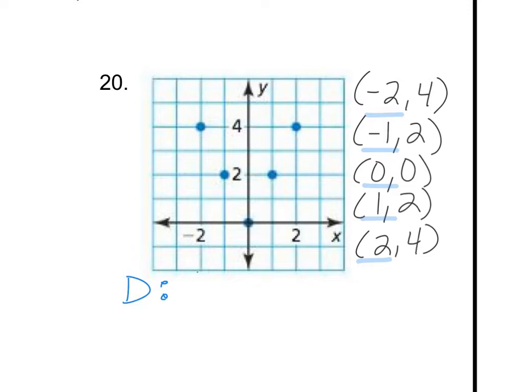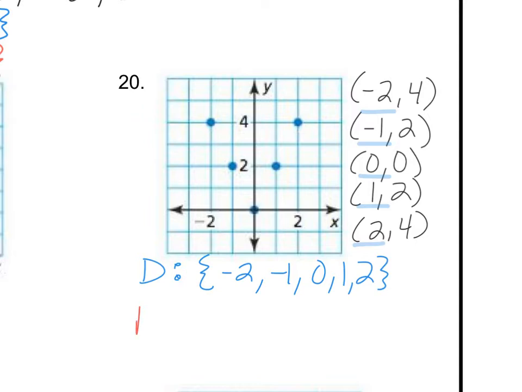Andrew, what's my domain? My x values. -2, -1, 0, 1, and 4. 1 should be 2. Should be 2, because the last point is 2, 4. The rest of them are good. And the range are my y values. Ari, there's some repeated y values, so what is the only thing I should say for my range? 0, 2, and 4. Good.